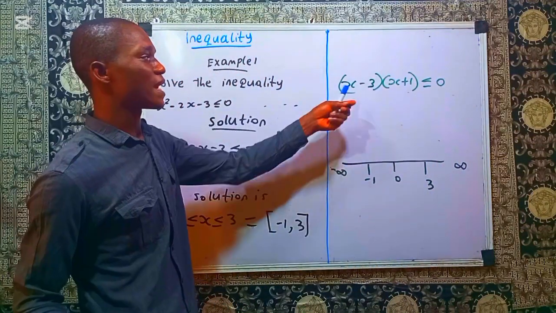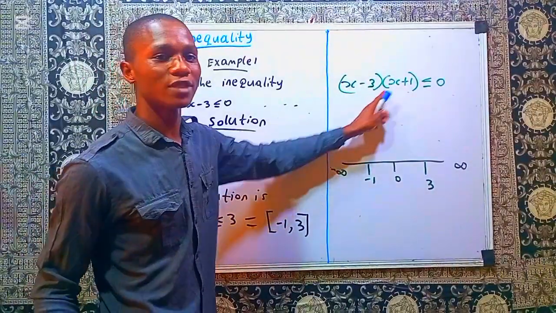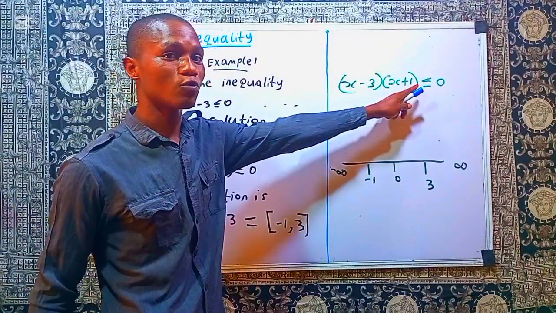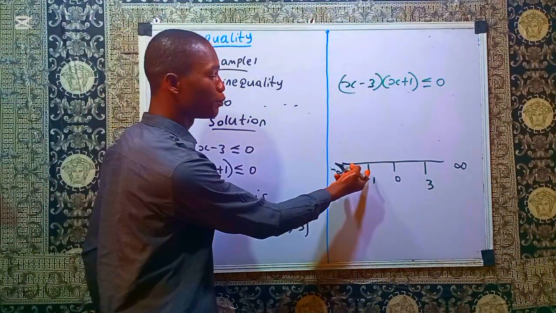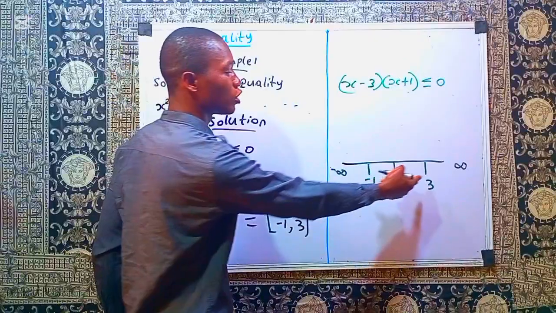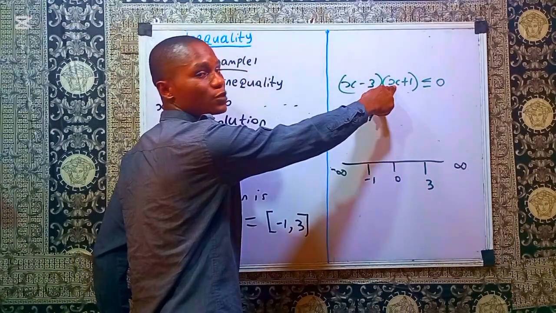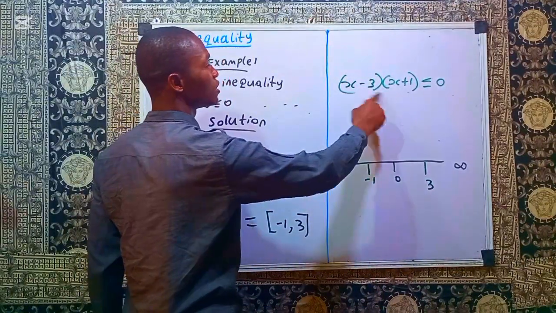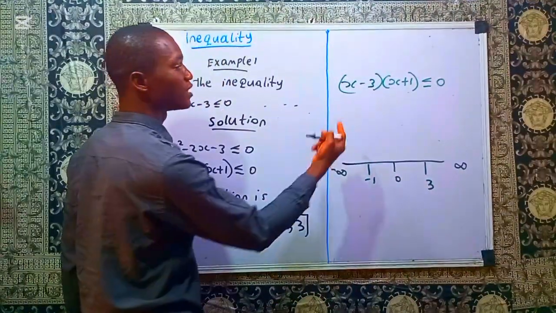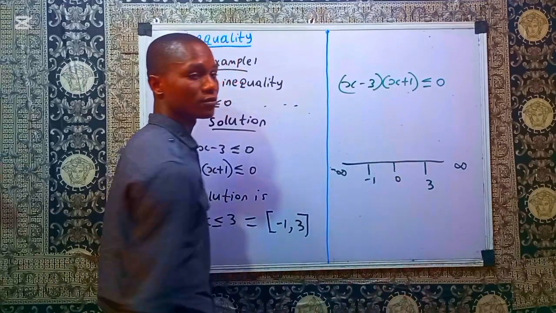So we want x such that if you put it here, you are going to get a value that is either 0 or less than 0. Now you are going to get 0 if you put minus 1 or 3. If I put minus 1 here, this will be 0, so this whole thing will be 0. If I put 3 here, this will be 0. This whole thing will be 0. So the only time you get 0 is if x is 3 or minus 1, right?